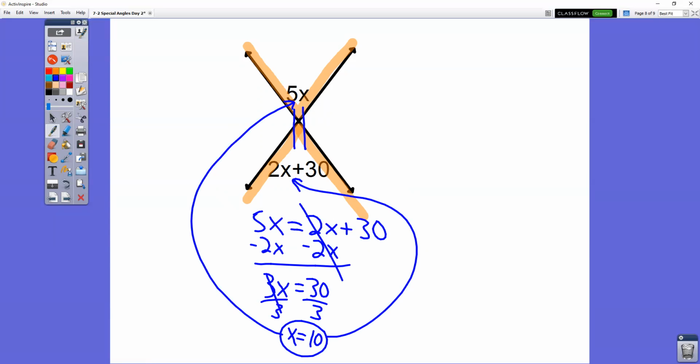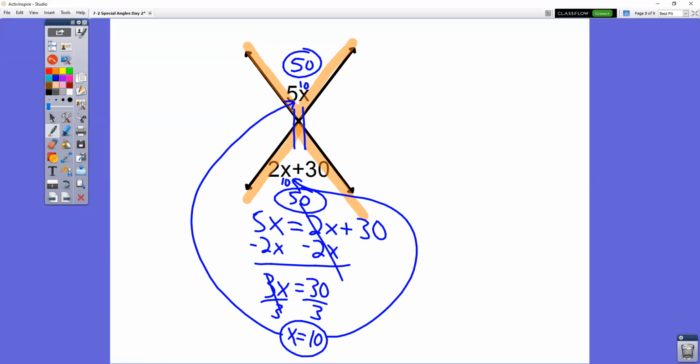5 times 10 instead of 5 times x. 5 times 10 is 50. 2 times 10 is 20. 20 plus 30 is 50. So I got 50 and 50. Always check to make sure that your answer makes sense. It does because you have 50 and 50.